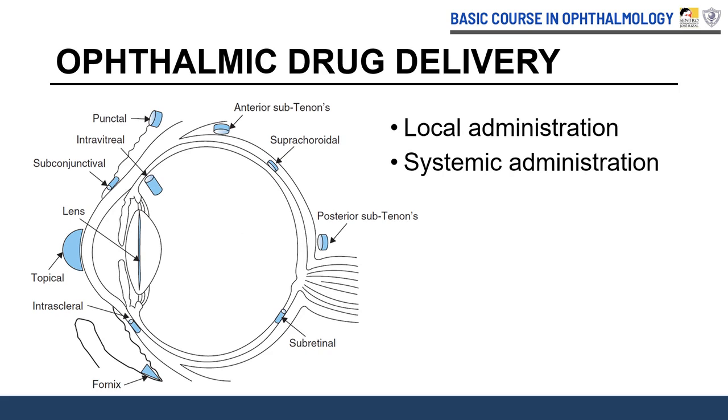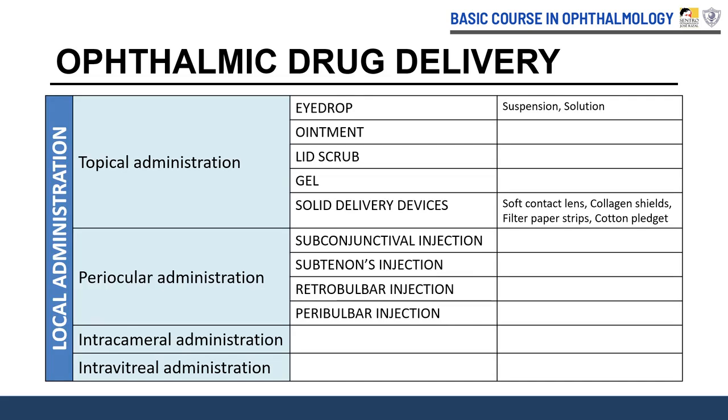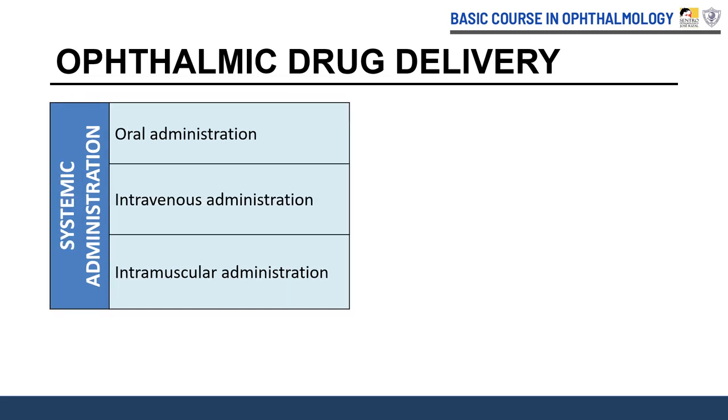Ophthalmic drugs can be delivered locally or systemically. Local administration of ophthalmic drugs can be done through topical administration, periocular administration, intracameral administration, and intravitreal administration. Eye drops, including suspensions and solutions, are the most common types of ophthalmic drug delivery. Systemic administration includes oral, intravenous, and intramuscular administration.